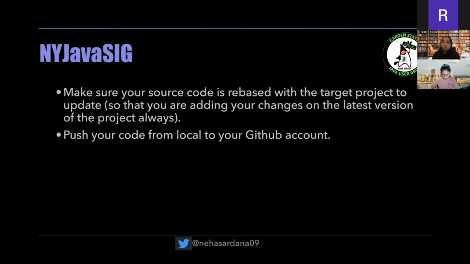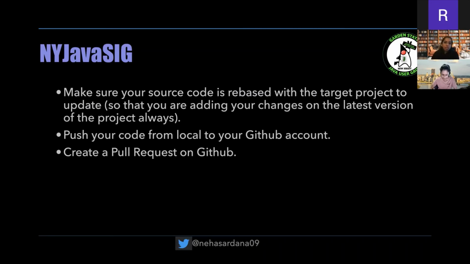Then make sure your source code is rebased with the target project to be up to date. This step, like I said, if you haven't already started working on the project, when you have forked the project and there are more updates from the source project, you can always sync directly on GitHub. This was a new feature added a couple of months ago. Then you can push your code from your local to your GitHub account. So once you sync your code into your GitHub fork account, you can create a pull request.